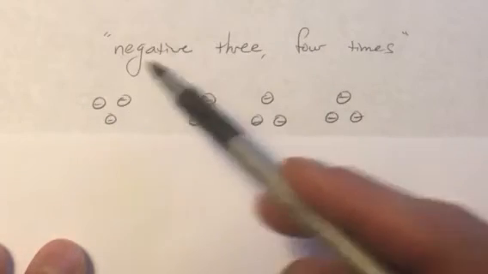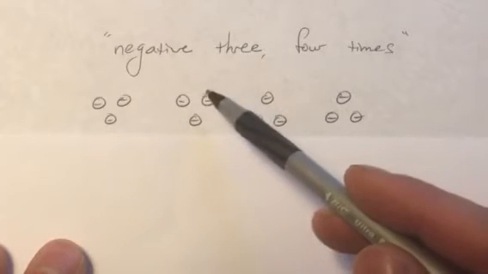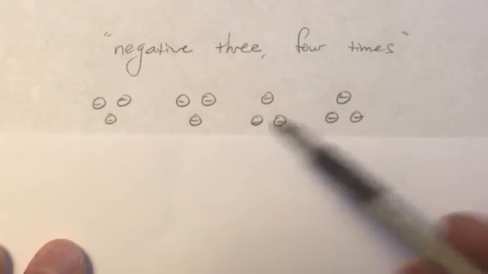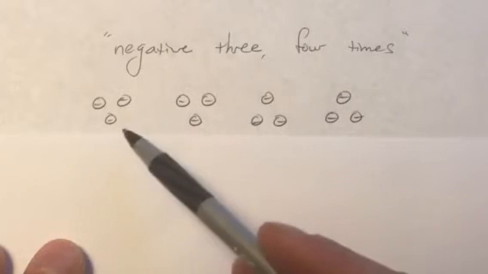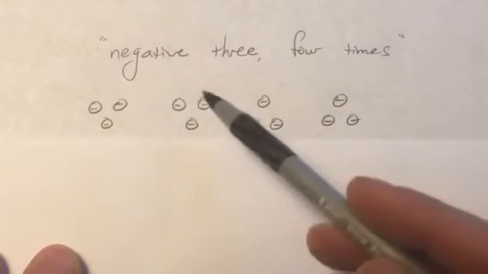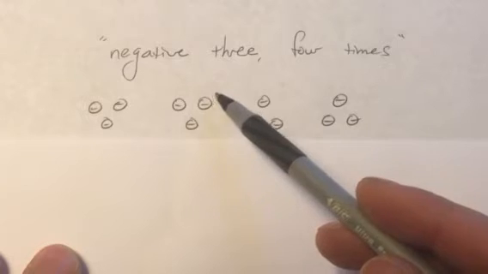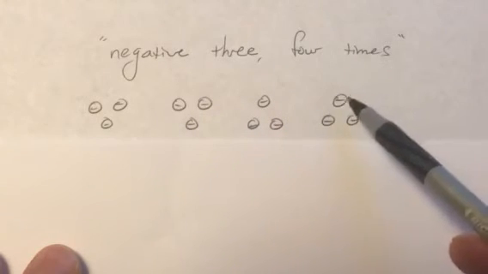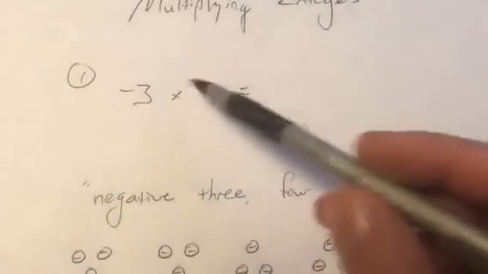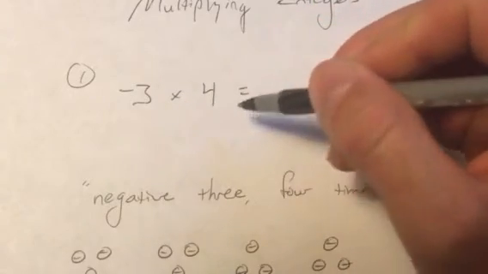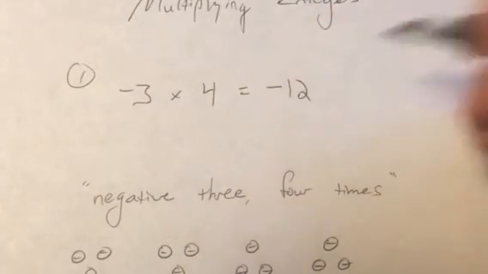-3 one time, -3 2 times, -3 3 times, -3 4 times, and I just cannot get over the fact that those each look like monkeys with their eyes closed. Anyway, -3, another -3 would be -6, another -3 would be -9, and another -3 would be -12. So -3 times 4, -3 4 times, is -12.